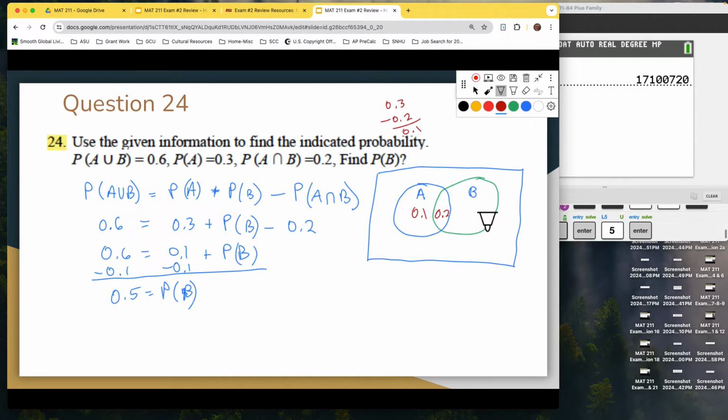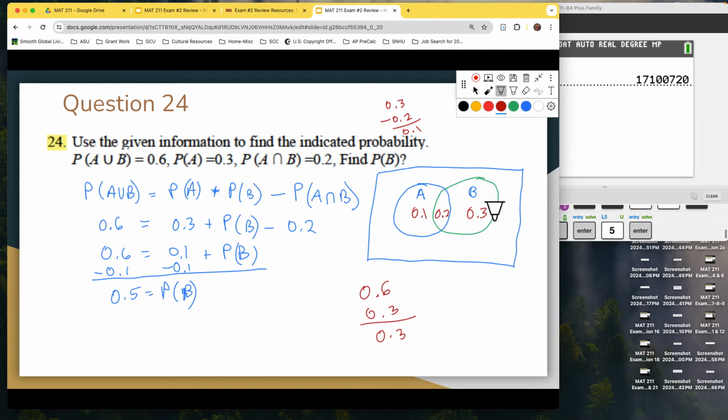A union B is 60%, so the total of the blue circle and the green circle is going to be 60. So I could just go, oh, there's 10, 20, 30 right there. I need to get to 60, so I need 30 more. So I'm doing it more mentally. I know that I need to get to 60. I need to subtract off what I already have. That's going to give me 0.3, but it doesn't directly get us to the answer in B.